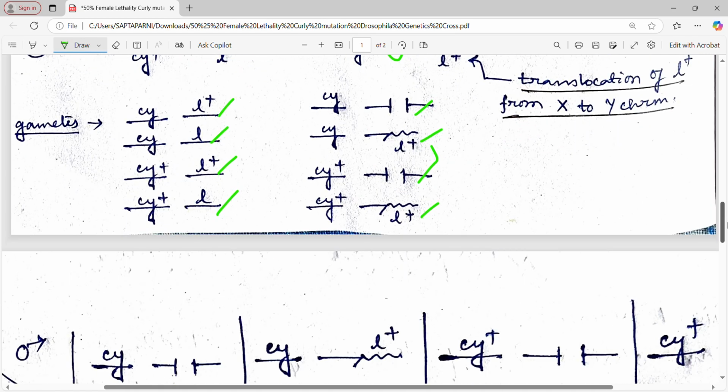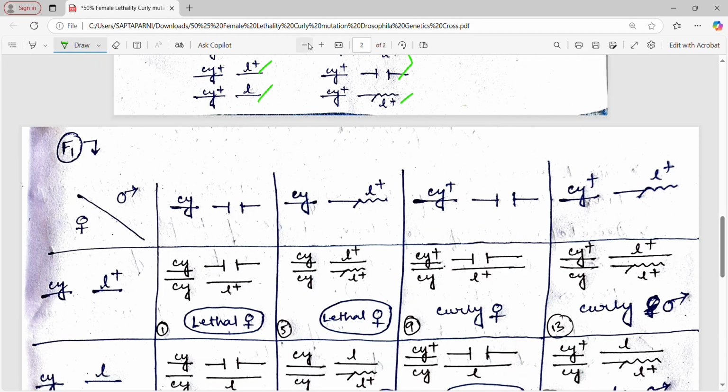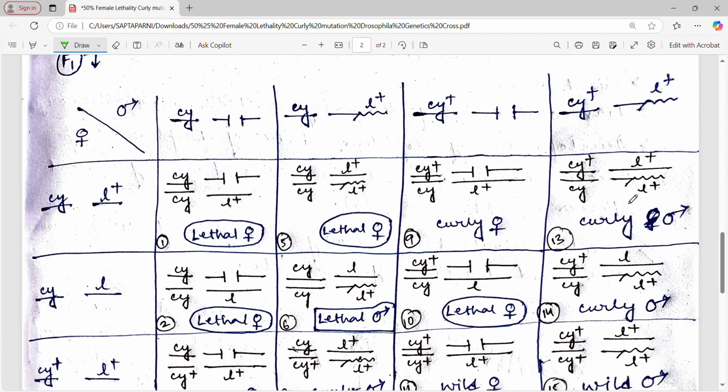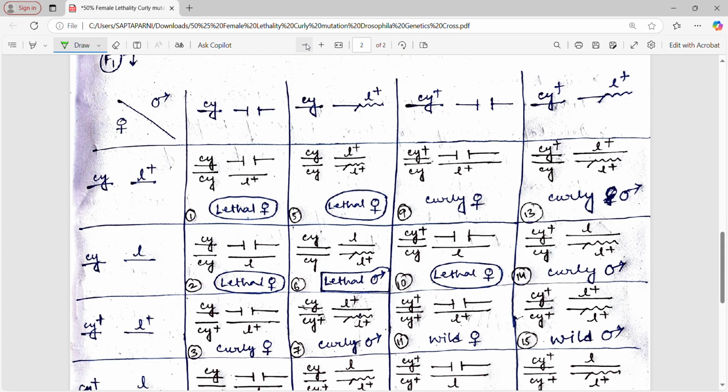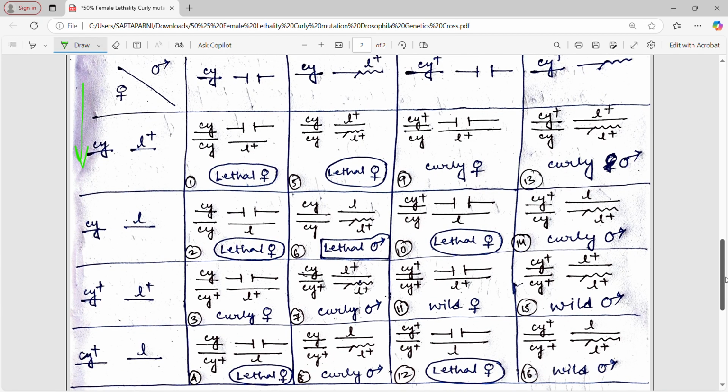Now putting all these gametes in the checkerboard, we can see that we have put the male gametes over here and female gametes over here, and you can see how we will determine the phenotype of the progenies in the F1 generation.